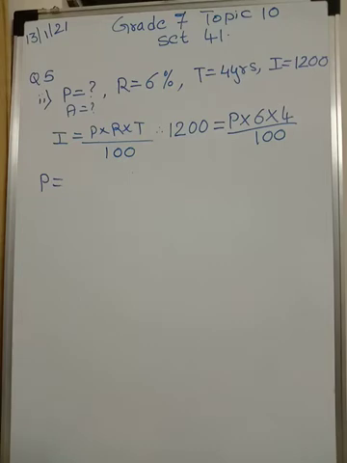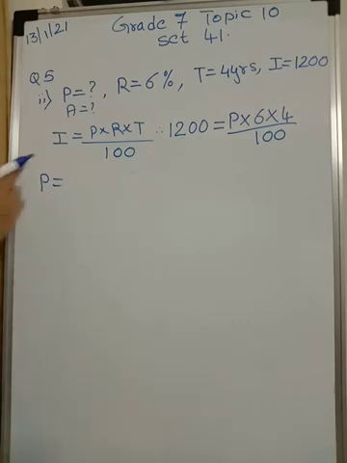Now in question 5, there are 5 questions. First question we have seen in previous video. Now this is the second question. Here rate is given as 6%, time is 4 years, and interest they have given is 1200 rupees. We have to find principal and amount.